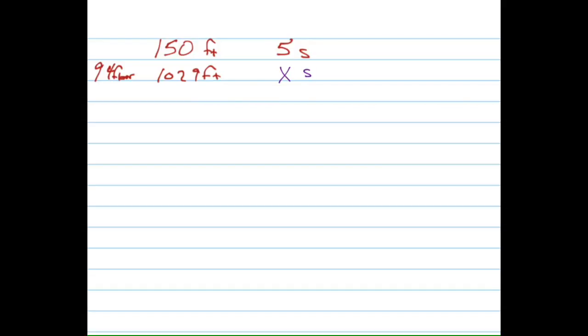Now, does it matter that the observation level is on the 94th floor? No, because they didn't tell us how many floors it travels in what amount of time. They just told us how many feet. So we're going to use how many feet to find how much time.